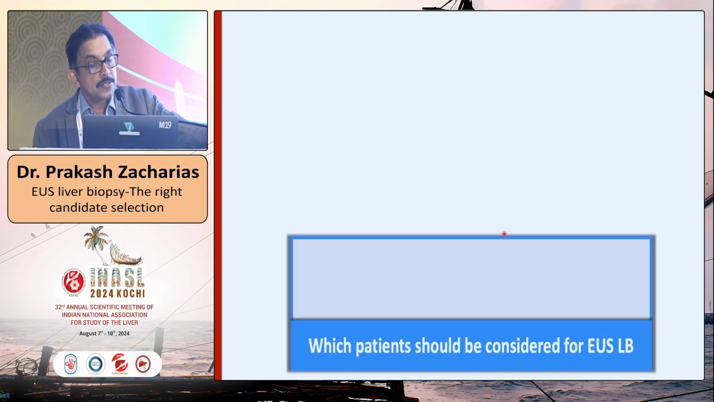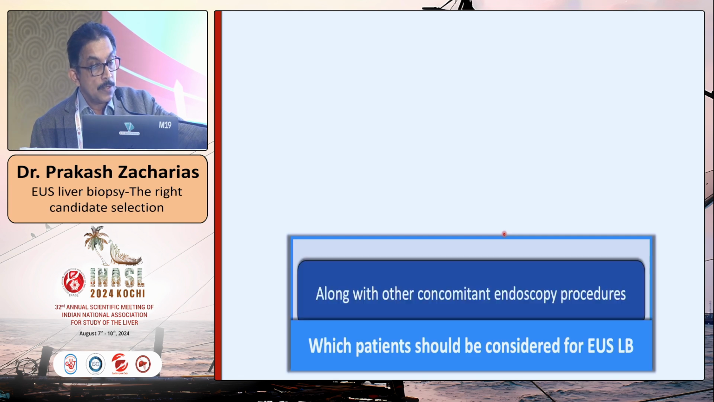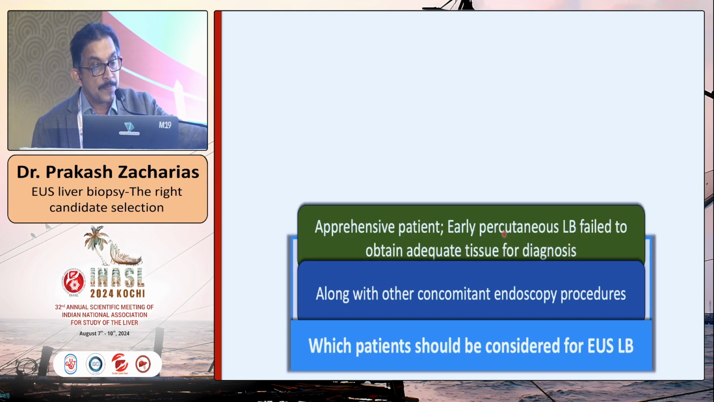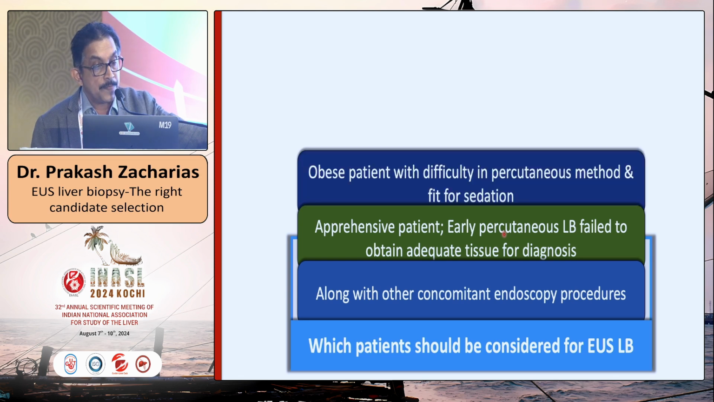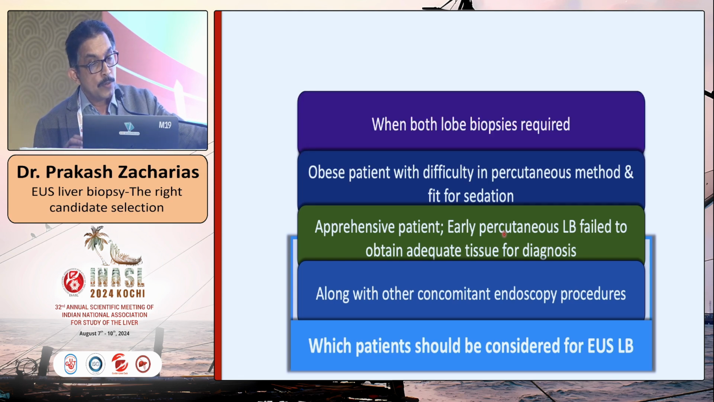So which patient should be considered for US liver biopsy? If you are doing an endoscopy with another concomitant endoscopic procedure and you want to do a liver biopsy, of course this is a good method. If it's an apprehensive patient, or if an earlier percutaneous liver biopsy had failed to obtain good tissue, this is a good choice in such a situation. An obese patient with difficulty in the percutaneous method, and if the patient is fit, then you can do this. When both lobe biopsies are required, especially for metabolic dysfunction related liver disease, then possibly this is a good choice.